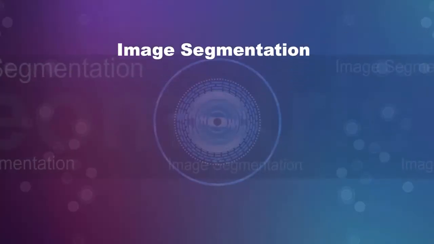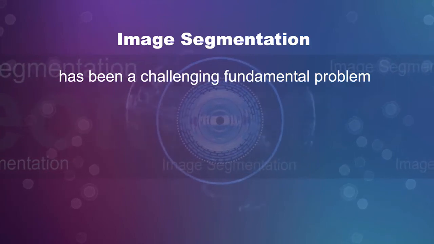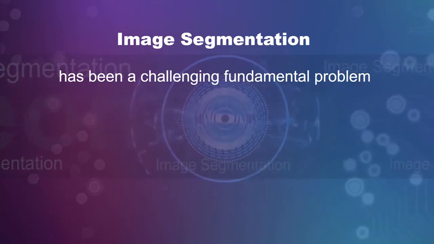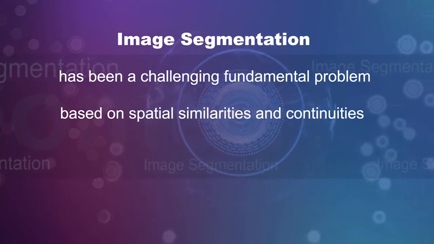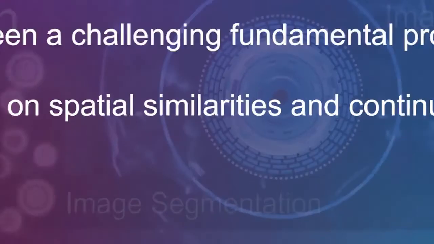Another task of mid-level vision is to answer the question, how does the object move? To answer that, we should know which areas in the image belong to the object, which is the task of image segmentation. Image segmentation has been a challenging fundamental problem in computer vision for decades. Segmentation could be based on spatial similarities and continuities. However, a static image presents ambiguity, which can be alleviated using the motion information. Let us look at the mid-level vision concepts in detail.